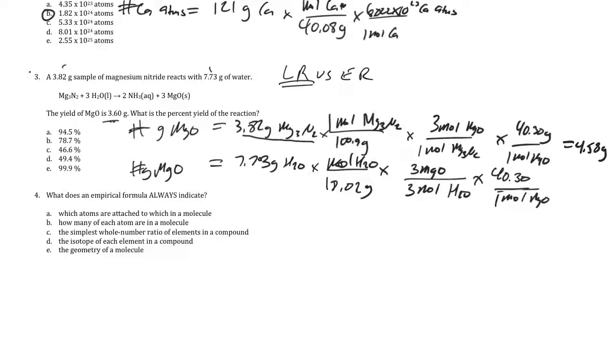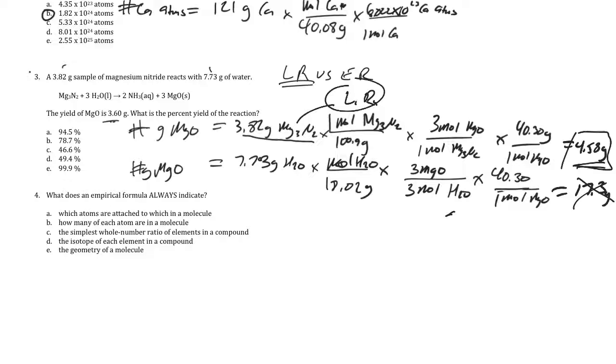And then when I do the arithmetic with consuming all the water, 7.73 divided by 18.02 times 3 divided by 3 times 40.30 works out to 17.4 grams. Okay, so if I consume all the water, I'd make 17 grams of product, but I'd run out of the Mg3N2 once I hit 4.58 grams. So the Mg3N2 is the limiting reactant in this problem. Water will be left over, but we're not asked about the excess. We're not going to worry about that. So we make 4.58 grams.